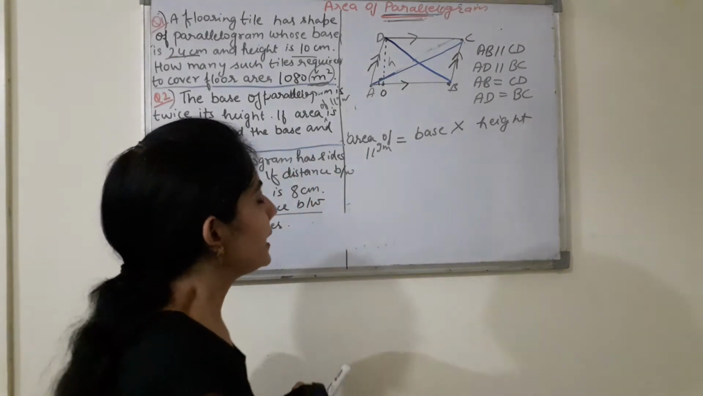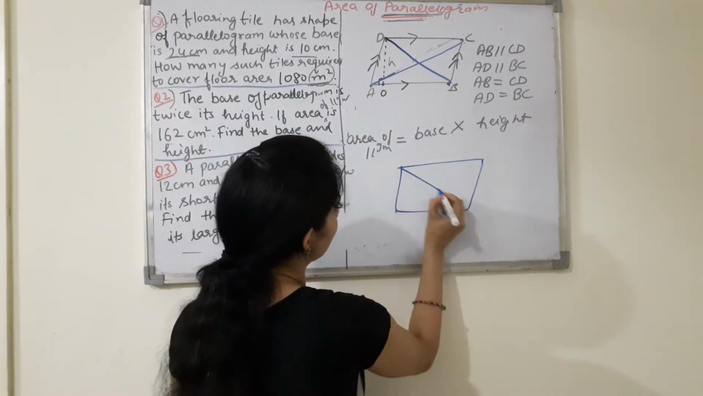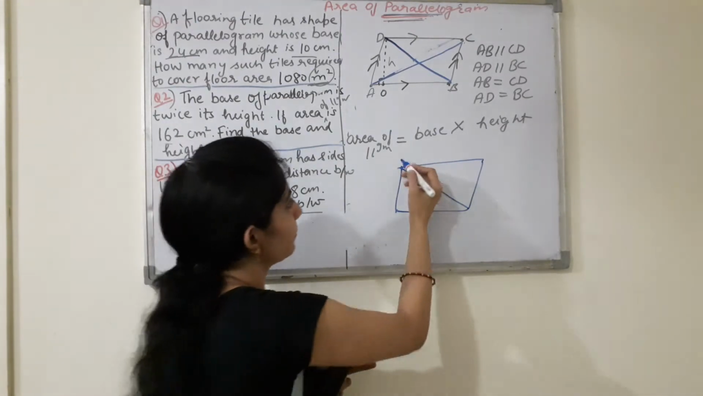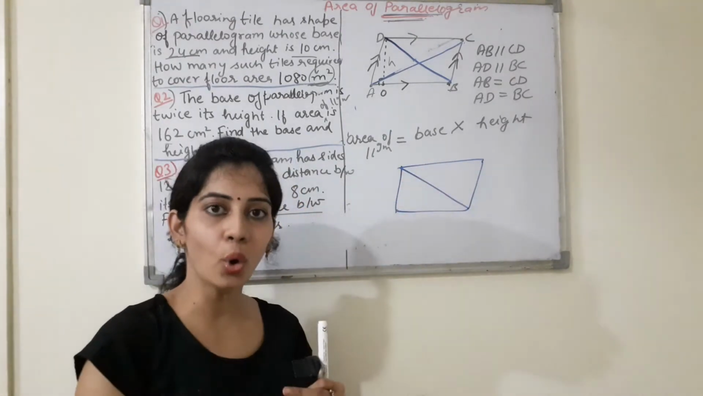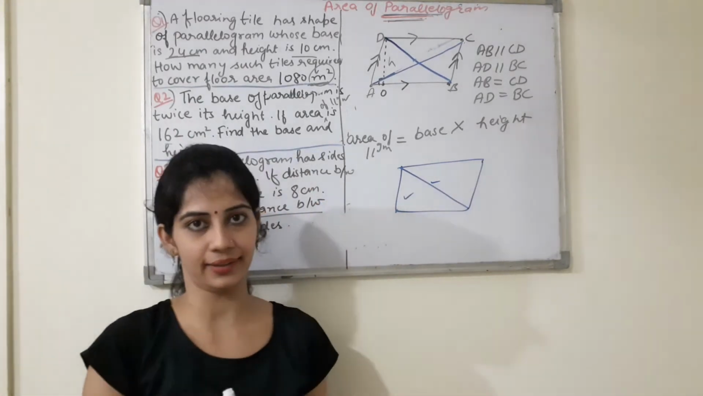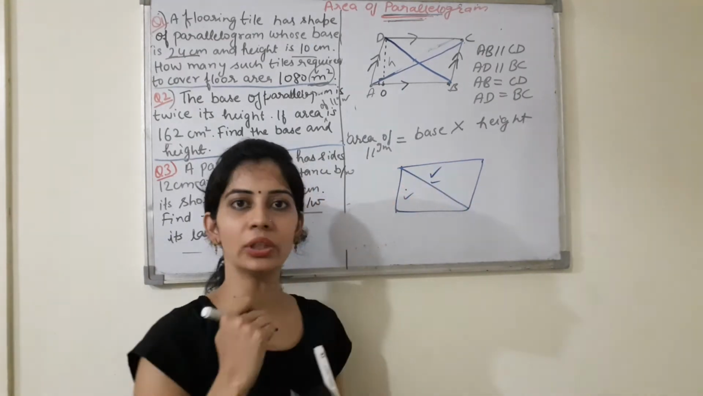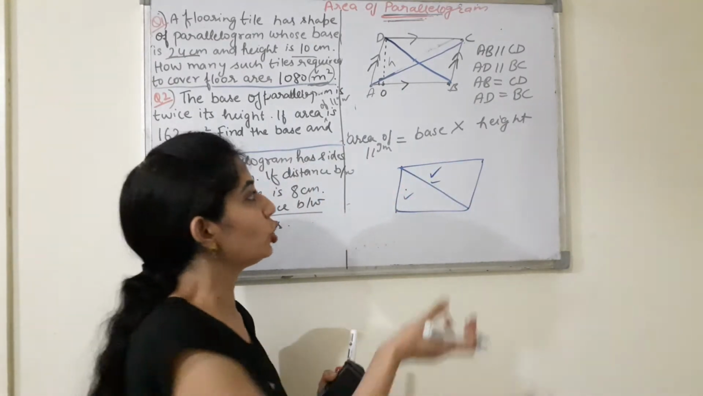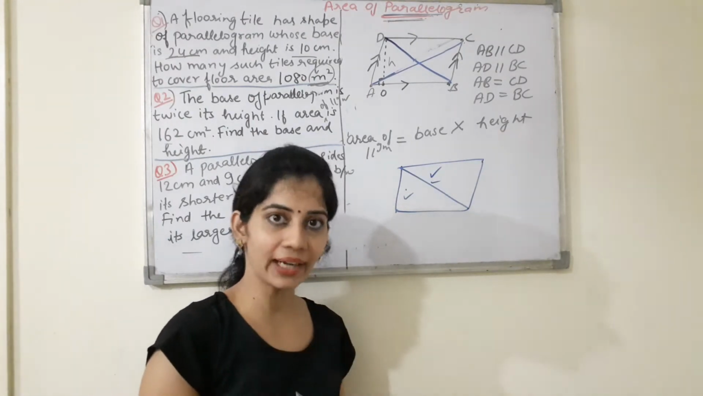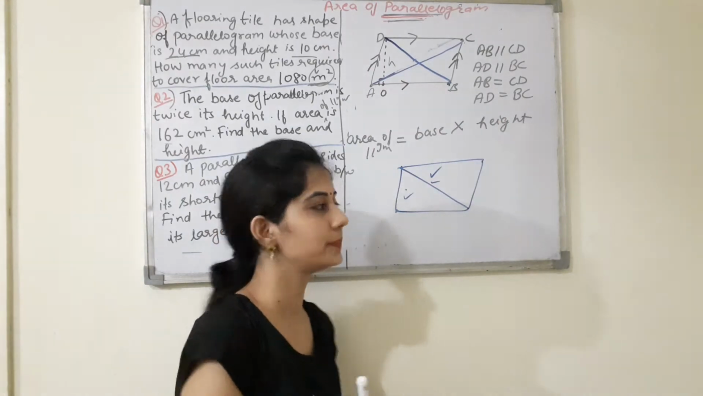What does it mean? Suppose this is your parallelogram, okay? In this we have this diagonal. So each diagonal divides the parallelogram into two equal triangles, and we can say congruent triangles. It means the area of this triangle will be equal to the area of this triangle, right? So each diagonal of a parallelogram bisects it into two congruent triangles, right?